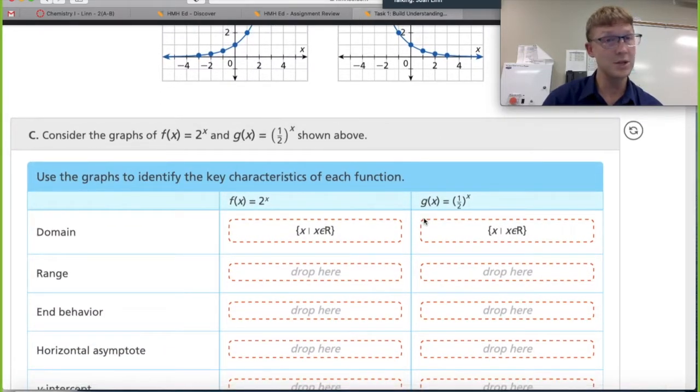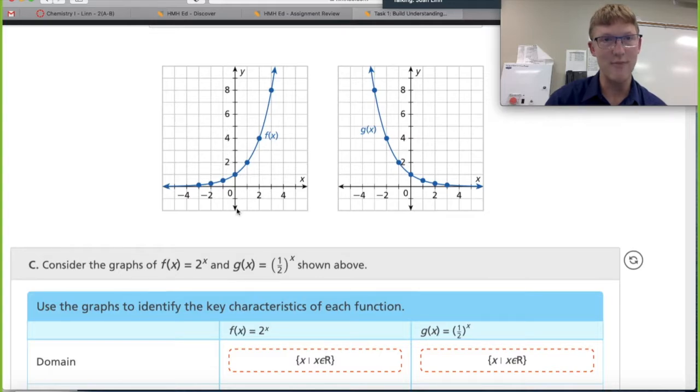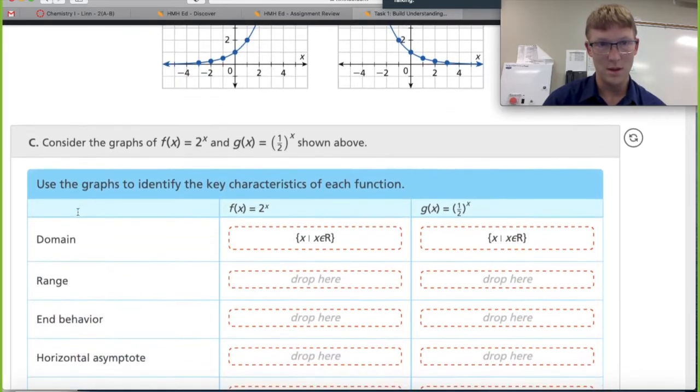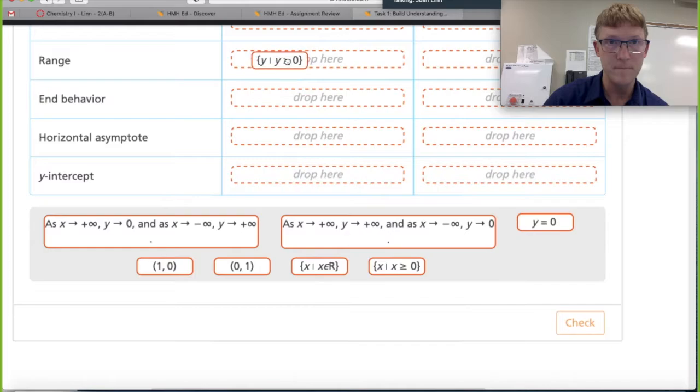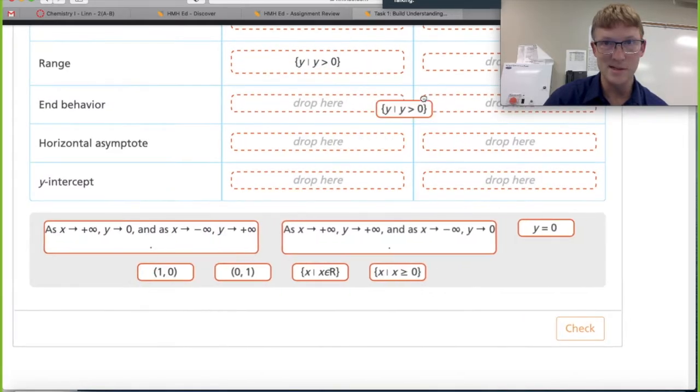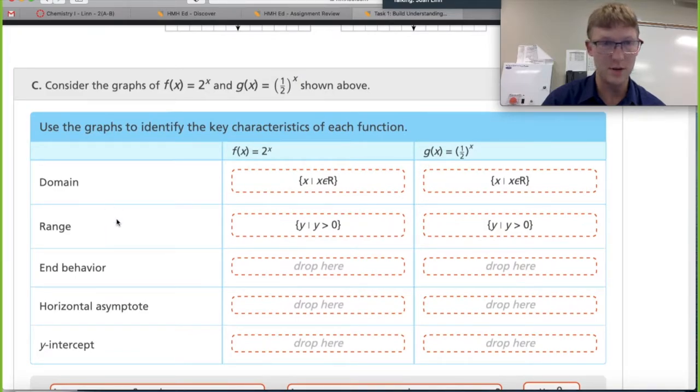So the range, though, that's going to be a little bit different. Look at our y values. Do we have any negative y values for these? And the answer is no, we don't. So y is such that y is greater than 0. And that's for both of them. So far, there's some similar characteristics here.